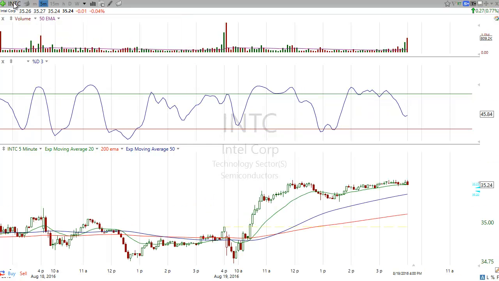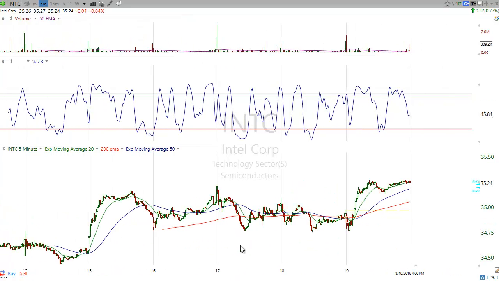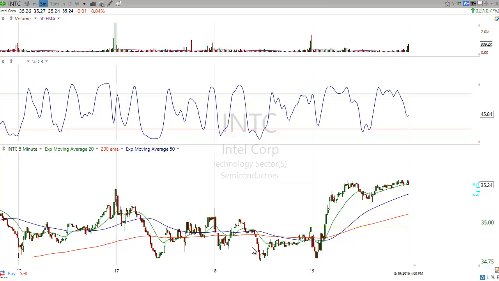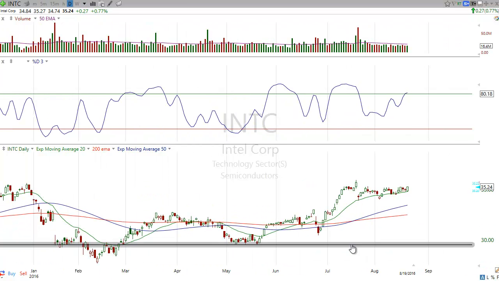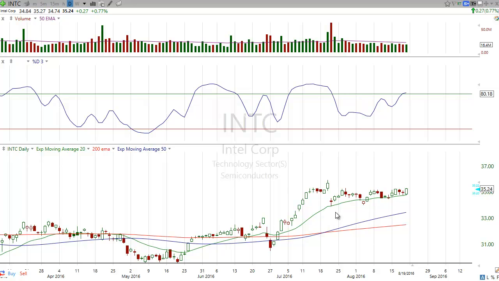INTC, just here we have, again, a lot of chop, especially the last few days. The market has been very choppy. So on the 5-minute time frame, you're not picking up anything off of that moving average. The daily, not really picking up much off of that moving average. The 20 period moving average is another important one.